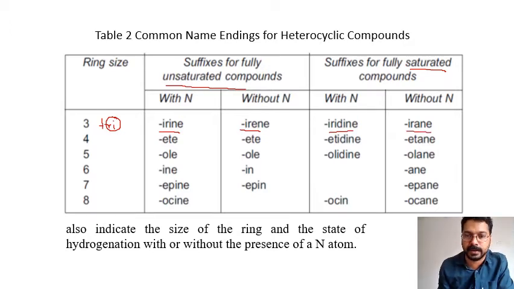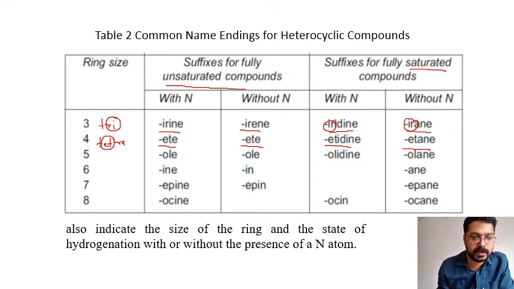You can find IR in every case from the "tri". And for tetra, four membered, you can remember tetra and take the ET. So for a four membered heterocyclic compound, the name ending for the unsaturated compound with nitrogen is ete, and without nitrogen is ete. For the saturated analog, it will be etidine, and for heteroatoms other than nitrogen, it will be etane.